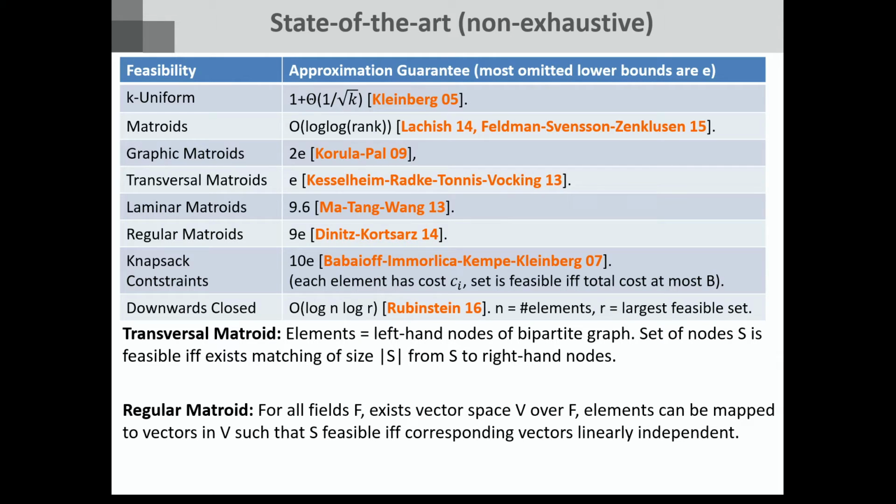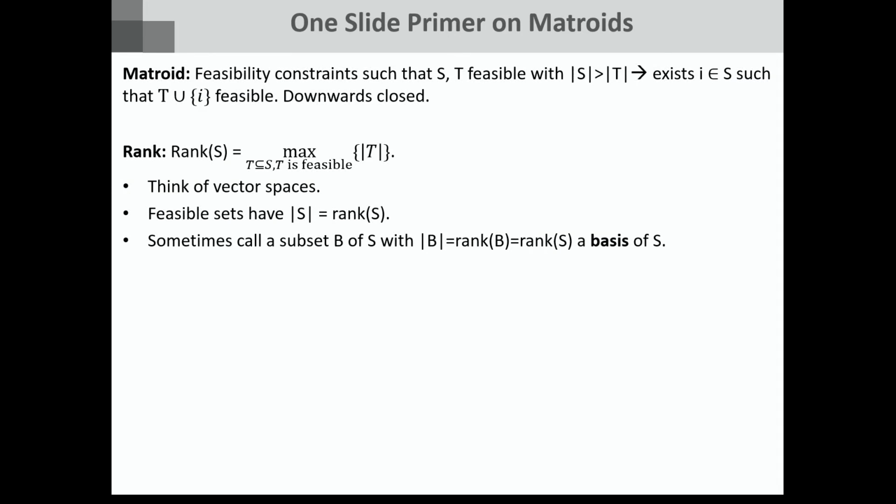A regular matroid is the following kind of odd definition. If it is possible for every field F to represent your elements as vectors in a vector space over F, such that feasible sets correspond exactly to linearly independent subsets, then the matroid is said to be regular. So these are special kinds of vector spaces that can be represented over every field, not just one. But again, this is all I'm going to say about these results.